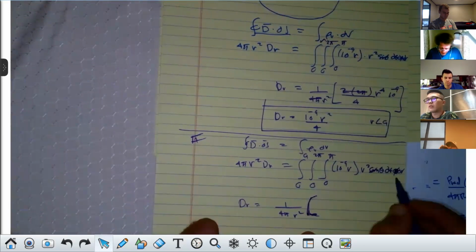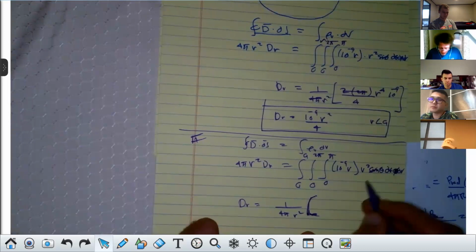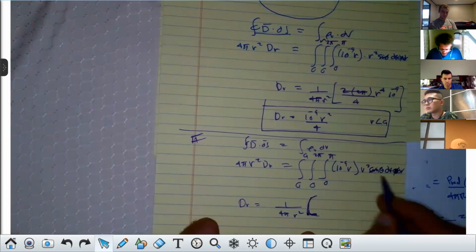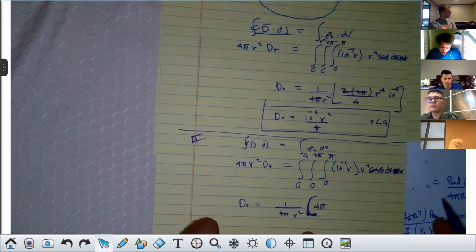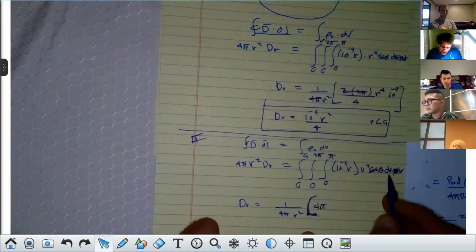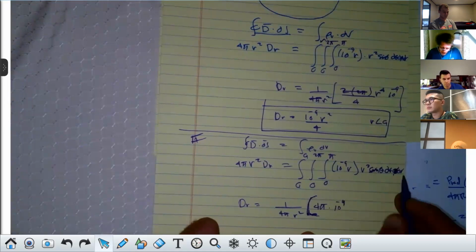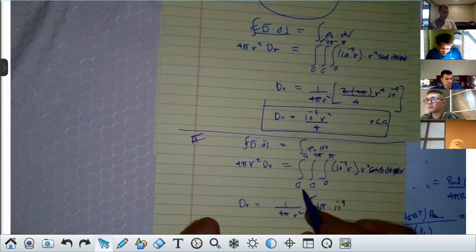Now, this integration: the integral of sine theta d theta is minus cosine theta from 0 to pi, which is 2. And d phi from 0 to 2 pi is 2 pi, so you get a 4 pi from the first two integrations. Then when I integrate r cubed, I'll put 10 to the minus 9th there right now. When I do r cubed dr, I get r to the 4th over 4, but I evaluate it from 0 to a, so I get a to the 4th over 4.